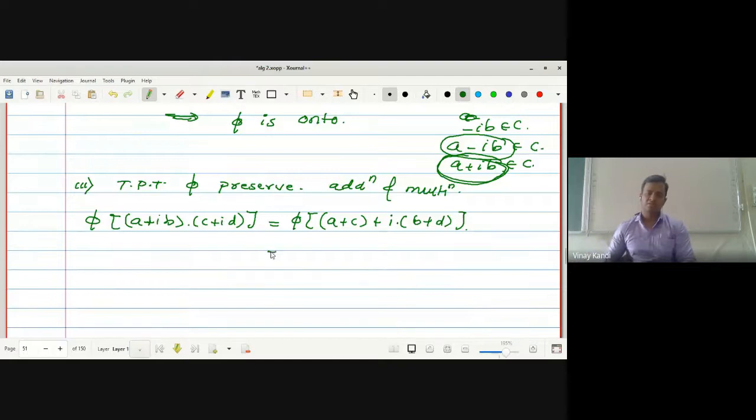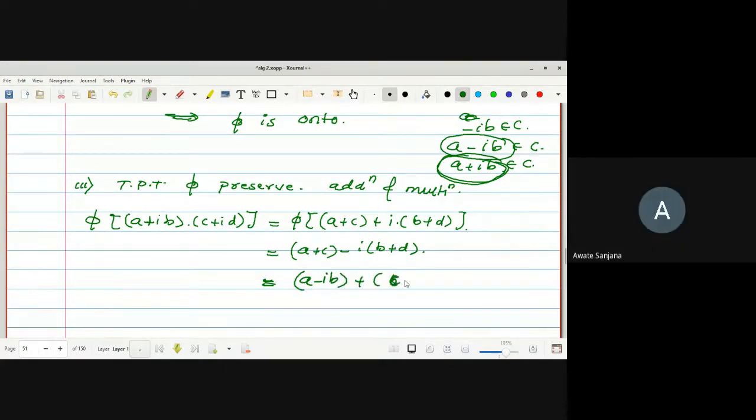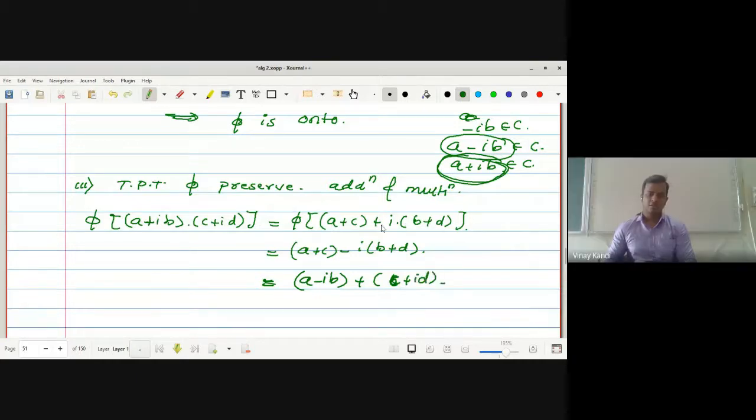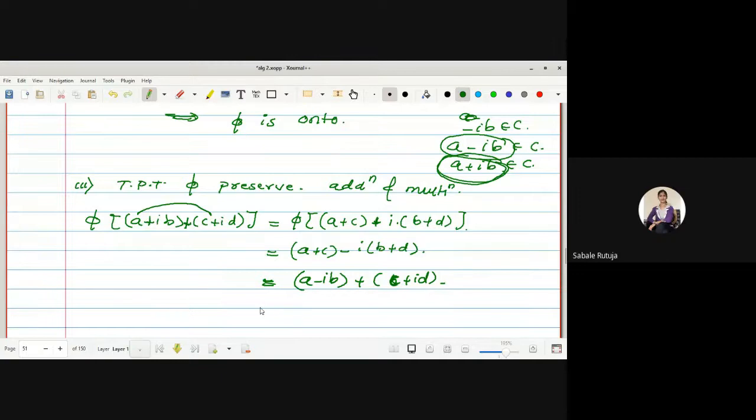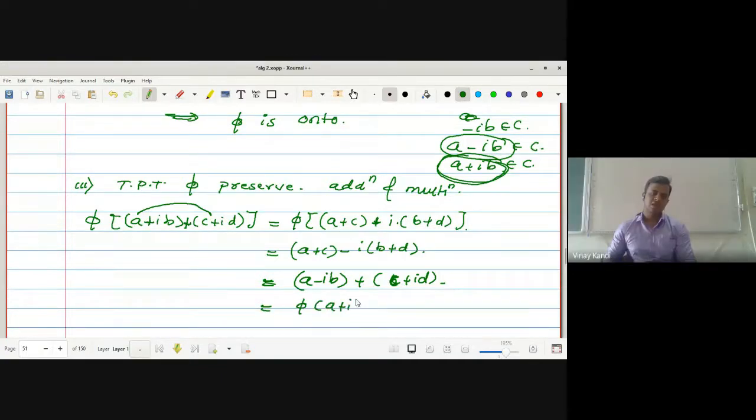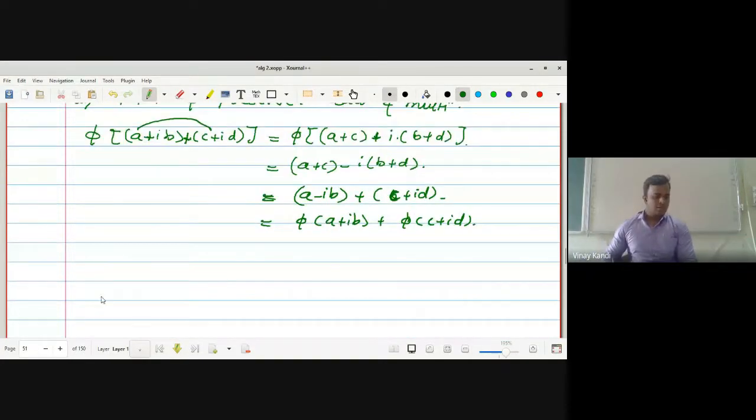From the definition we have (A plus C) minus I times (B plus D), the complex conjugate. This implies phi of A plus IB plus phi of C plus ID. First we prove addition.